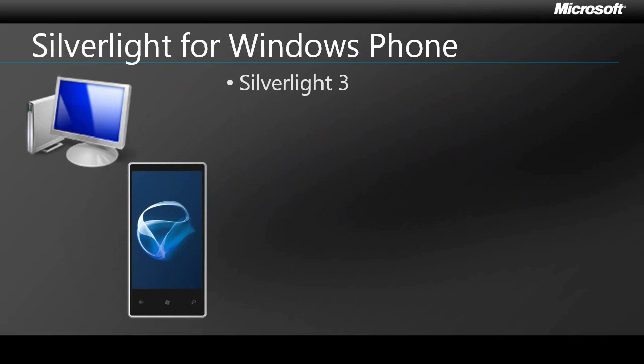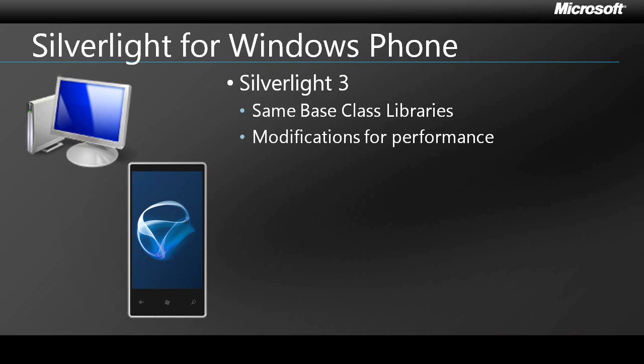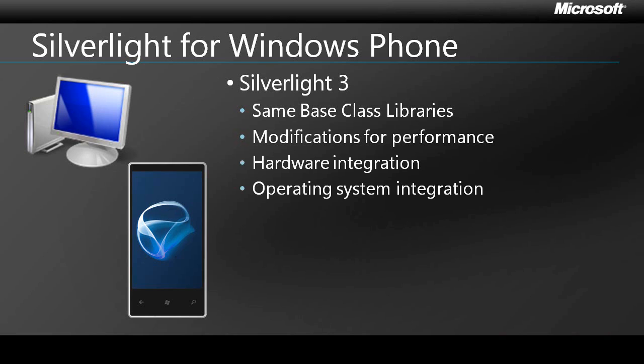Silverlight for Windows Phone is based on Silverlight 3. Now, this isn't a watered-down, light version of Silverlight. It's the same runtime, the same base class libraries that you get on the desktop with Silverlight 3. Microsoft has made significant performance modifications to ensure that Silverlight applications run fast and smooth on Windows Phone. And of course, they've made some tweaks to integrate the framework with the hardware and the operating system.